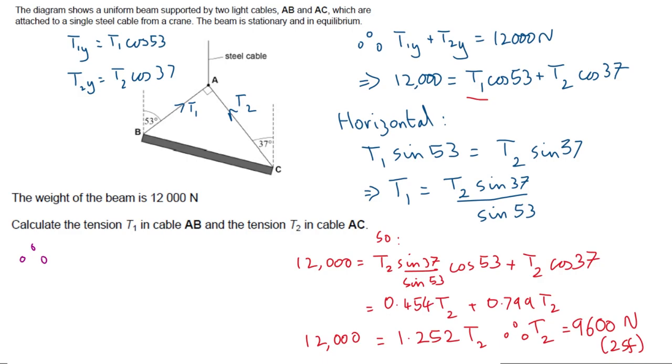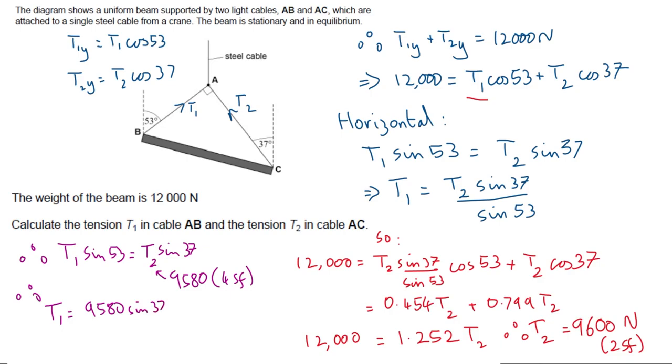Therefore, we can say T1 sine 53 equals T2 sine 37, which we derived earlier. Now we have a value of T2 to put in. I'm going to use this value, 9580, which is to four significant figures. This therefore means that T1 equals 9580 sine 37 over sine 53.